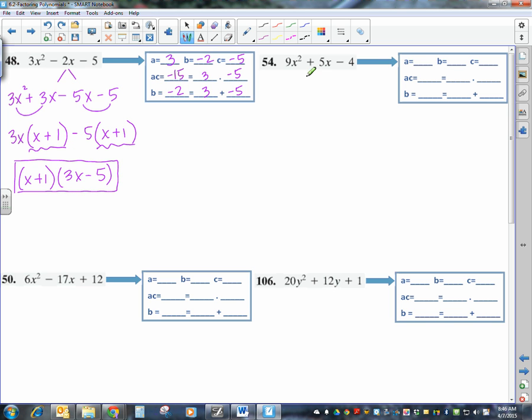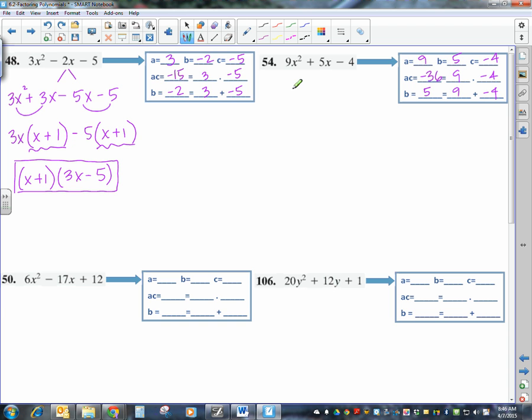Okay. Here's another one. We have an a value other than 1. Those tend to be the harder ones, so there's a lot more possibilities that you've got to keep in mind. So a is 9, b is 5, and c is negative 4. So we have a times c is negative 36, and b is 5. Well, again, fortunately, 9 and negative 4 give me negative 36, and 9 plus negative 4 gives me 5. So those are my numbers.